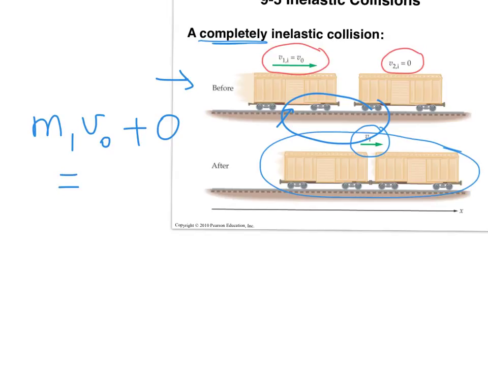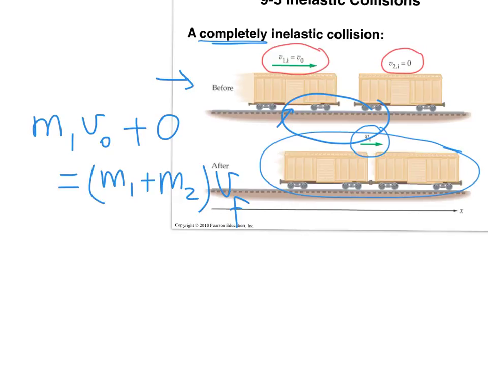What is it after collision? You look at it, how many bodies do you have after collision? 1. What is its mass? Well, you don't necessarily know that they have the same masses. So I call them m1 and m2. And they both move with velocity v sub f. That's it. That's the statement of linear momentum conservation.